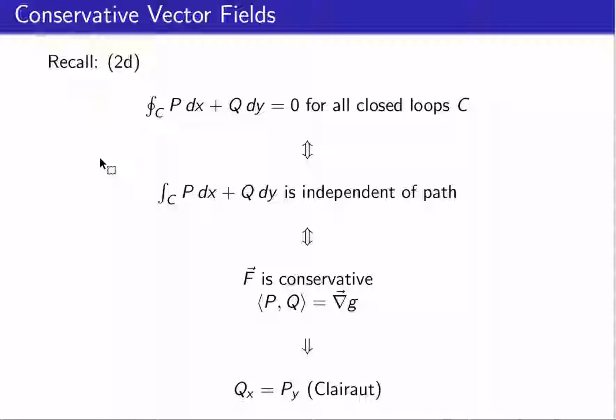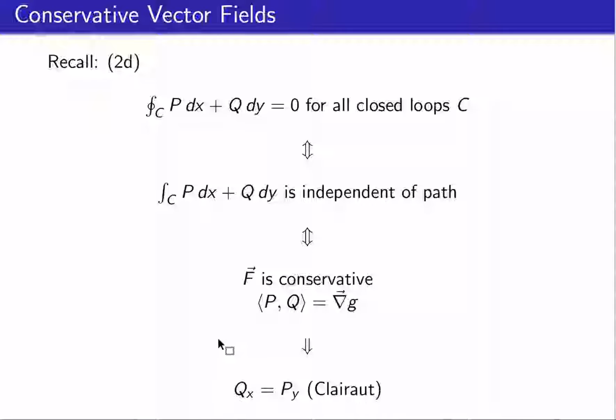Recall in 2 dimensions I had this chart here. These are all the different ways to say that f is conservative here. Various things are independent of path or 0. And if f is conservative, then we have Clairaut's condition: q sub x equals p sub y. Now, of course, there was some kind of difficulty in talking about whether this implies that f is conservative, and we discussed that the other day.